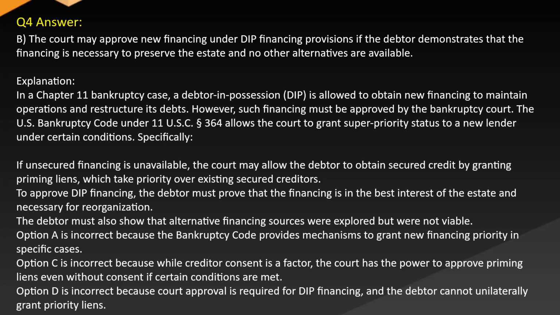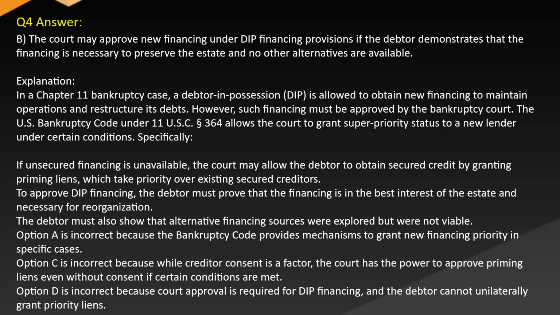The U.S. Bankruptcy Code, under 11 U.S.C. § 364, allows the court to grant super-priority status to a new lender under certain conditions. Specifically, if unsecured financing is unavailable, the court may allow the debtor to obtain secured credit by granting priming liens, which take priority over existing secured creditors. To approve DIP financing, the debtor must prove that the financing is in the best interest of the estate and necessary for reorganization. The debtor must show that alternative financing sources were explored but were not viable.